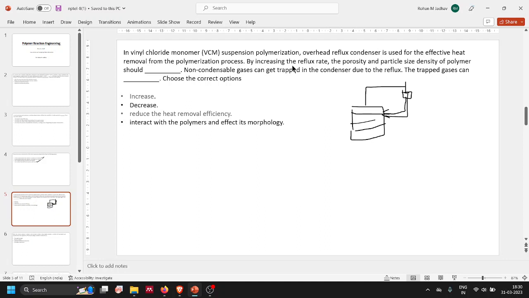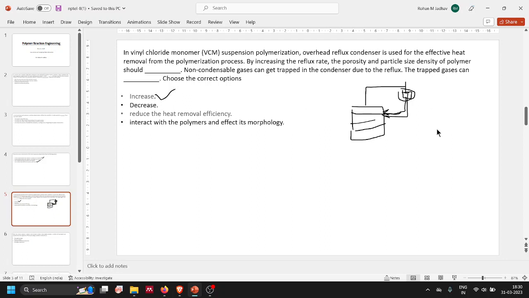By increasing the reflux rate, the porosity and particle size density of the polymer should, the correct answer would be, increase. Since the overhead reflux condenser will have pure solution, this pure solution is again being supplied back to the suspension polymerization chamber, where by increasing the reflux rate, the porosity and the particle size density (PSD) of the polymer will be increasing.